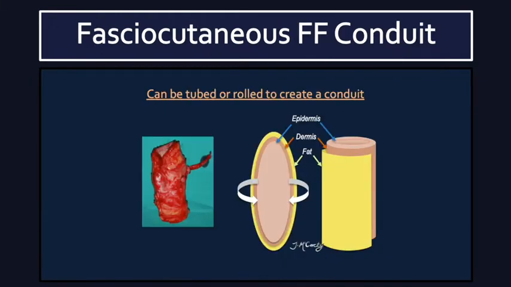When tubed or rolled, the fasciocutaneous flap can form a conduit. The skin side, epidermis, is rolled inward, and the subcutaneous fat is on the outside. So that's important to remember when you're looking at imaging.